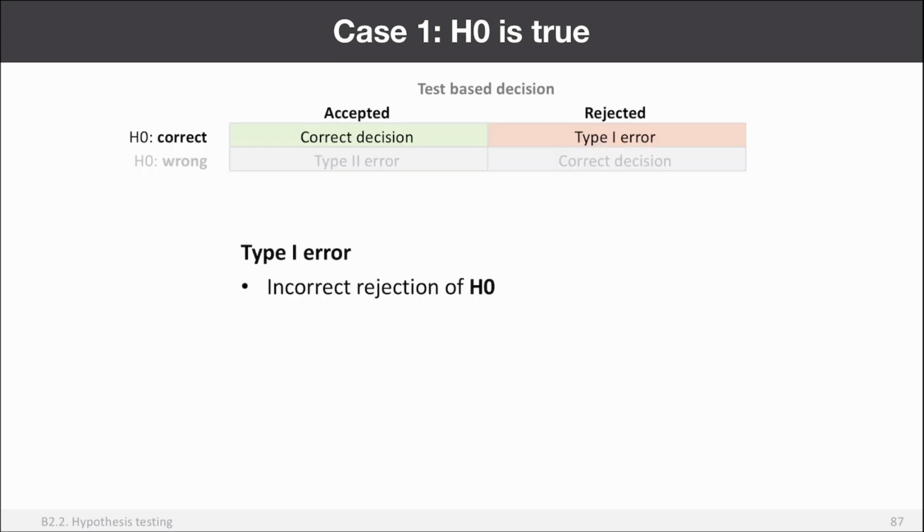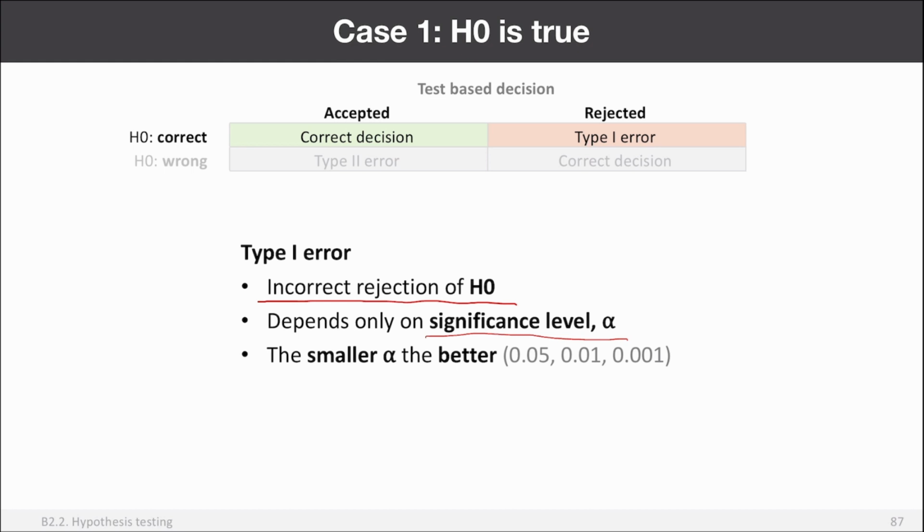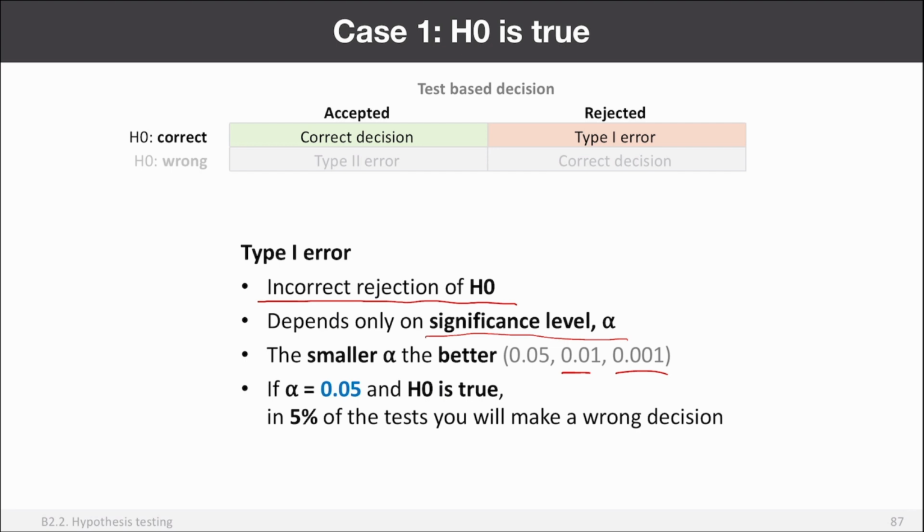So that's it about type 1 error. So type 1 error, it's incorrect rejection of null hypothesis. So it means that null hypothesis is true, but you reject it. It depends only on one thing, it's a significance level. And to remember, significance level is something that you define yourself in the beginning, so before you actually take a sample. And it means that the smaller alpha is, for example, if you use 0.01, or 0.001, then the smaller chance for type 1 error there will be. So if alpha, for example, is 0.05, it means that in 5% of all tests where null hypothesis is true, you will make a wrong decision. And then if alpha is 0.01, then it will be reduced to 1%.